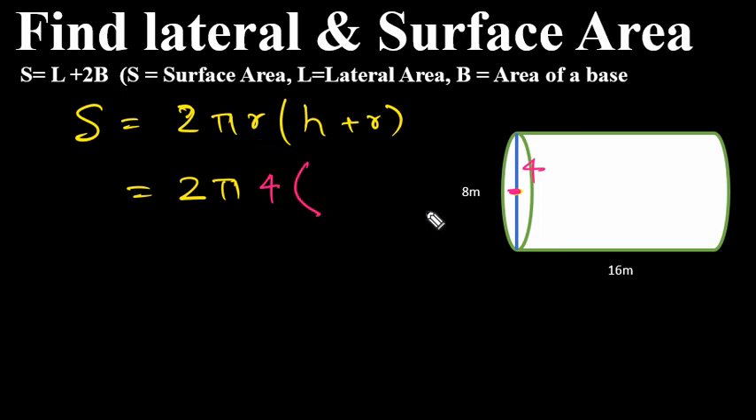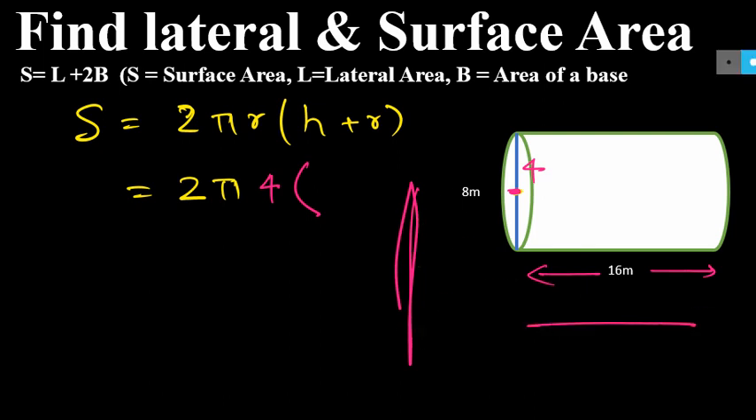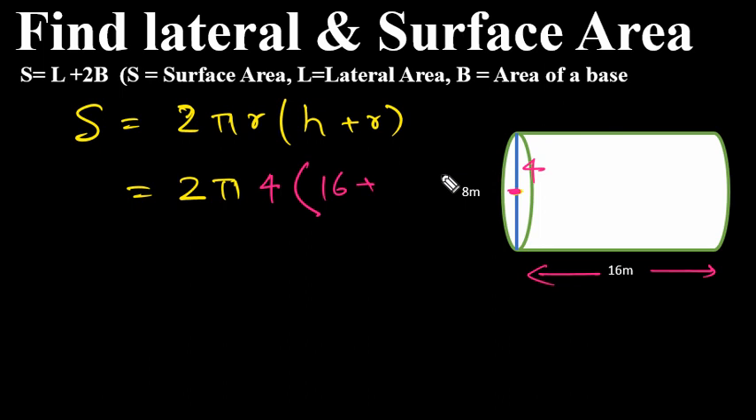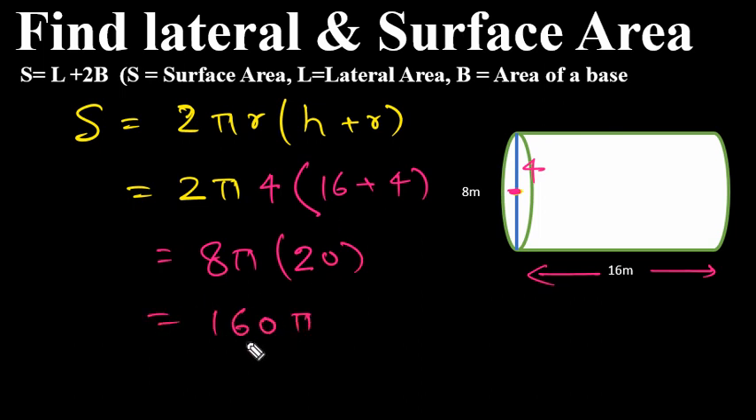R is 4. Now the height, because we are moving this base along this height. In the previous one we were moving vertically, and this time we are moving horizontally. So that's the difference. The formula is the same, and the height is 16 plus radius 4. So 2 multiplied by 4 is 8 pi, and 16 plus 4 is 20. 8 times 20 is 160 pi. So that's how you can directly find the surface area of a cylindrical prism.